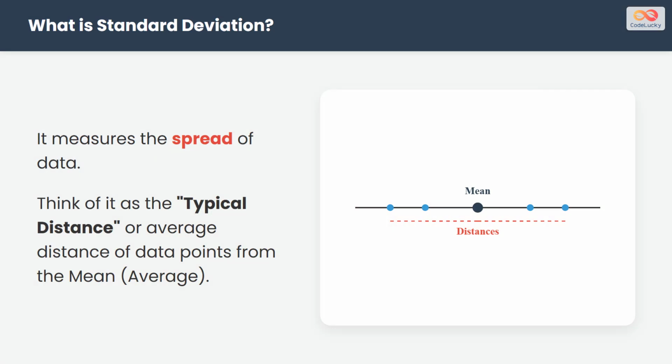So, what is it exactly? Put simply, standard deviation measures the spread of your data. Think of it as the average distance that each data point is away from the center, or the mean. If you look at the diagram, the blue dots are data points, and the red lines represent how far each point is from the center. Standard deviation summarizes all those little distances into one single number.